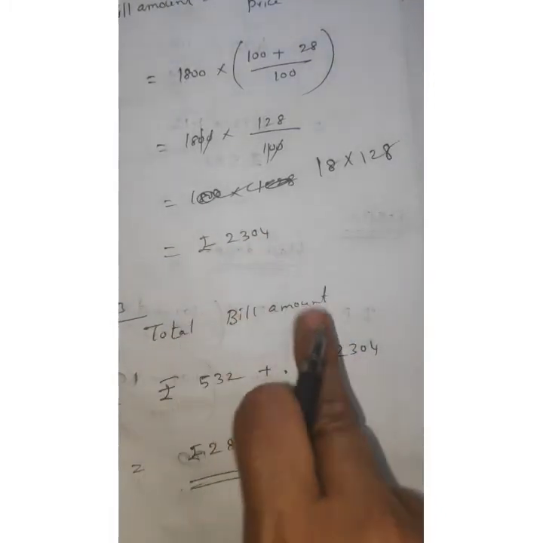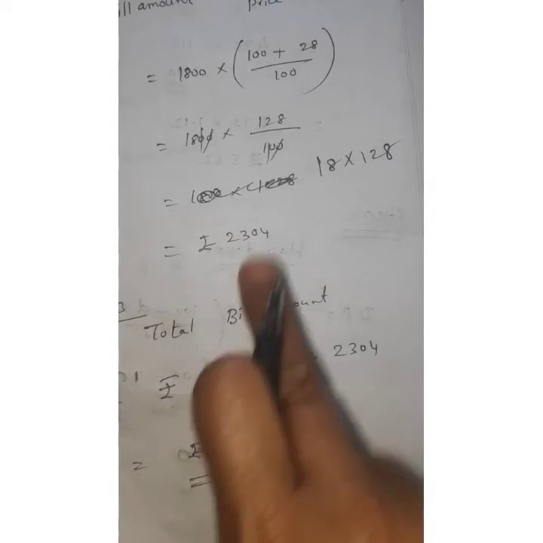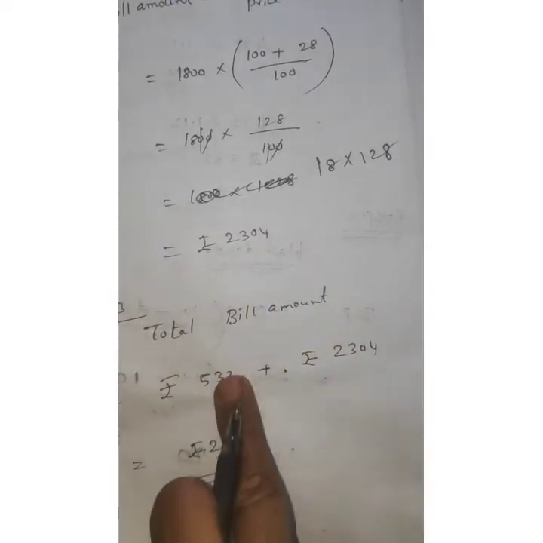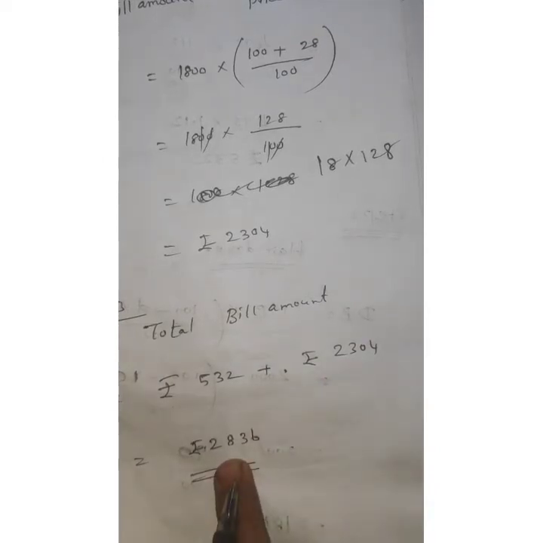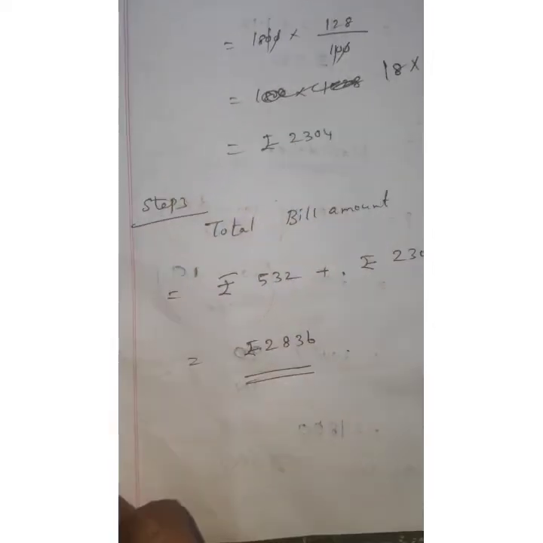Now total bill amount equal to school bag amount, 532, and hair dryer amount, 2304. Add these two and get the answer, 2836 rupees. Total bill amount equal to rupees 2836.